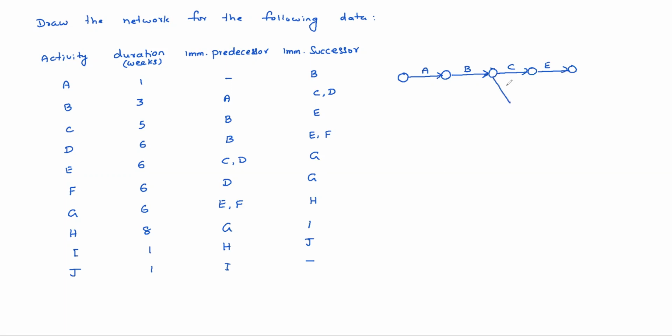D depends on B. D's successors are E and F. So E and F, you can join like this with a dummy, and F you can draw freshly. See, D's immediate successors are E and F, so directly you cannot connect D there. That's why we introduce a dummy here. E is depending on C and D, of course, so successor is G. F also, successor G. F predecessor is D, successor is G.